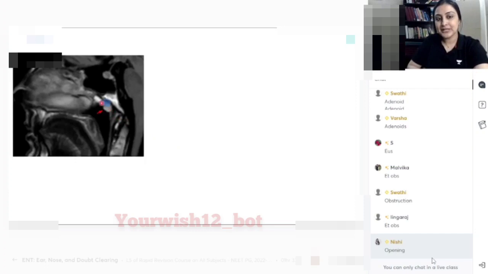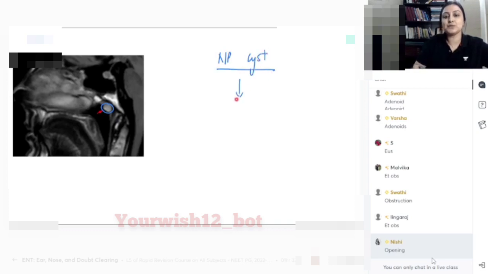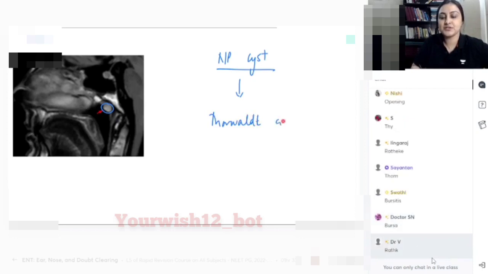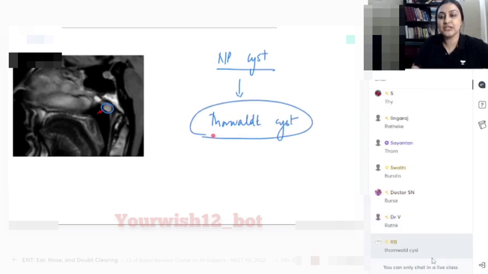Okay. On the other hand, look at this very tiny little mass here. This is your T1 weighted image where you're seeing this mucin-filled hyperintense cyst. I am telling you that there is a small nasopharyngeal cyst. Can anybody tell me the diagnosis here? Good. So this is a Thornwaldt cyst, right? It is actually a remnant of the notochord. The notochord left a small remnant, which is Rathke's pouch, from where this Thornwaldt cyst arises.